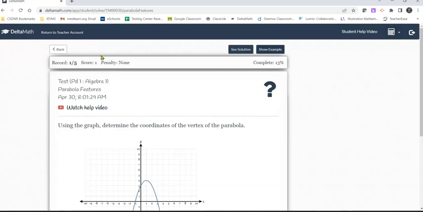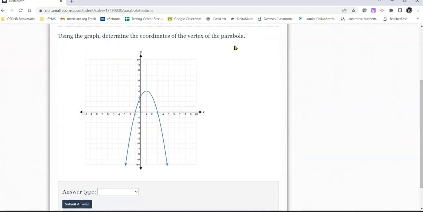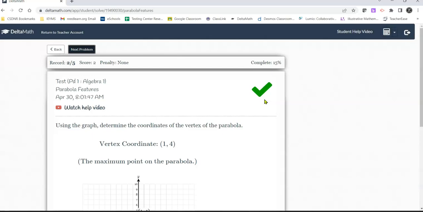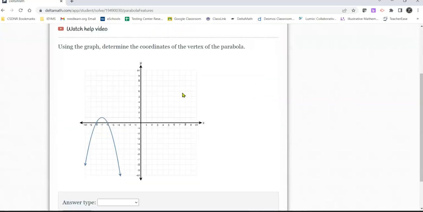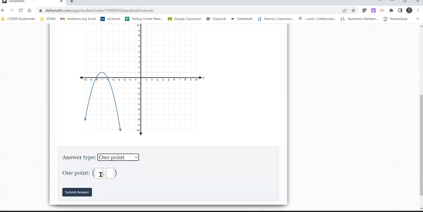All right, next question might be something different. Using the graph, determine the coordinates of the vertex of the parabola. Now the vertex is a turning point, so our answer is 1 point. And that 1 point is 1, 4. The next question asks us again to determine the coordinates of the vertex, and the vertex is over here. Again, it is a single point, 1 point, and it is the point -7, 1.